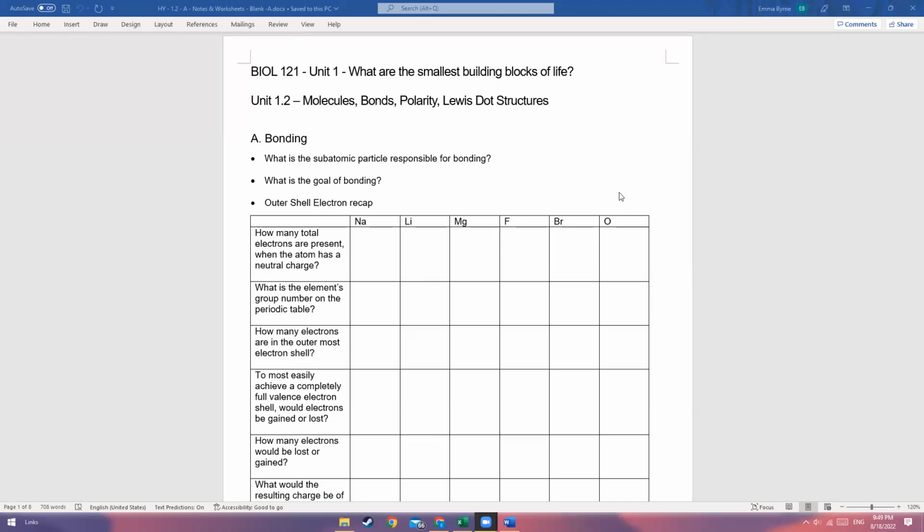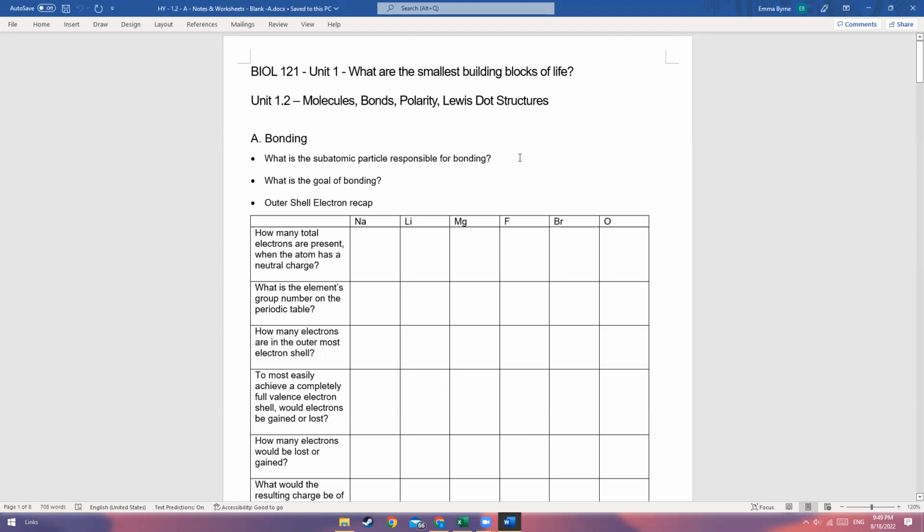All right, for this video, we will be continuing on into unit 1.2. Previously, we talked about the structure of an atom, the different subatomic particles, and did some practice problems with the isotopic notation. For this, we are going to focus specifically on the valence shell electrons, do a recap of that with this practice problem table, and then get more into chemical bonding. But first, answer some questions here.